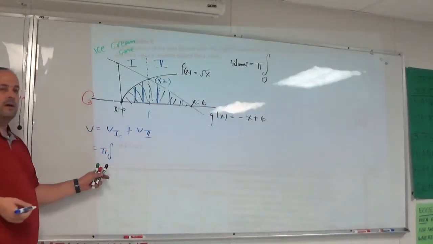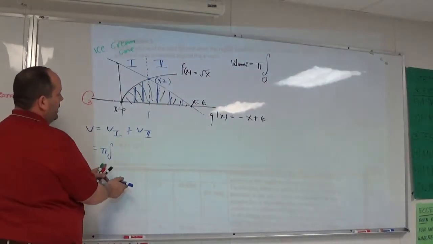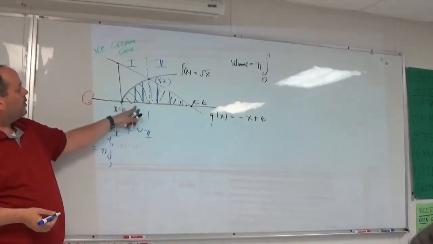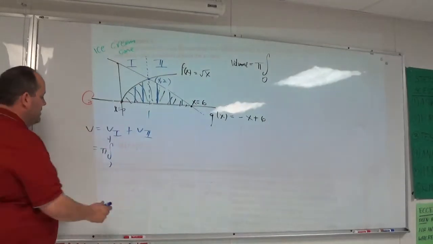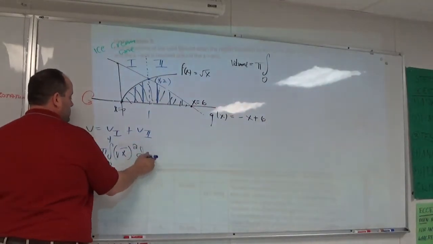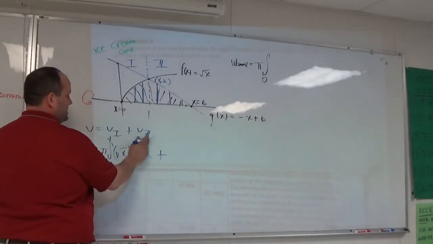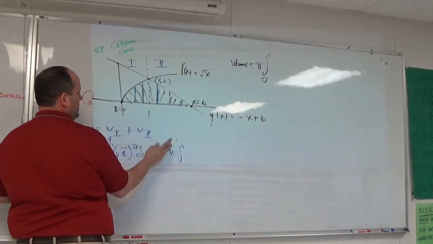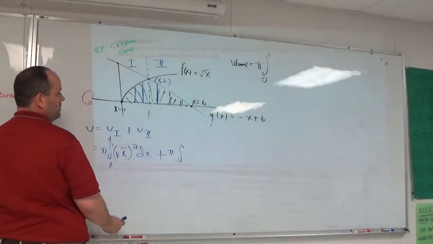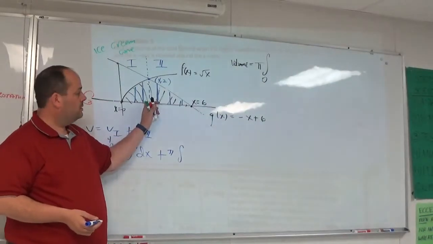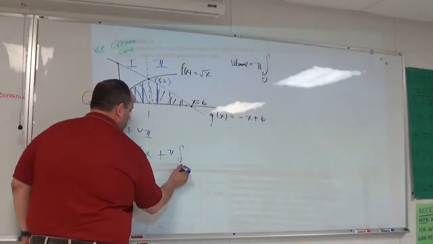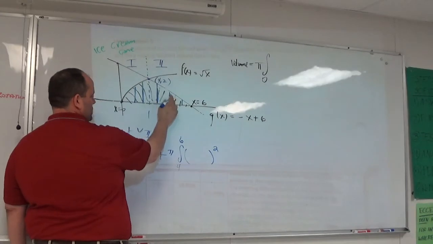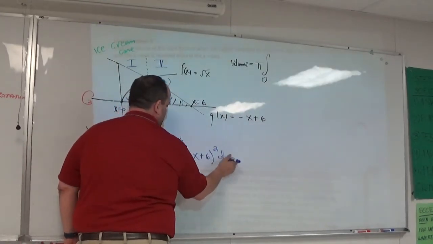For region one, pi. We integrate from where to where? From 0 until the intersection point. What are we integrating? What's the radius? F of x, so that's going to be square root of x squared. Plus, now talk about volume number two. It's another integral. We're going to integrate, it's pi times the integral, from where to where? From 4 to 6. What's the radius over here? You guys already told me that was g of x, so negative x plus 6, the whole thing squared dx.